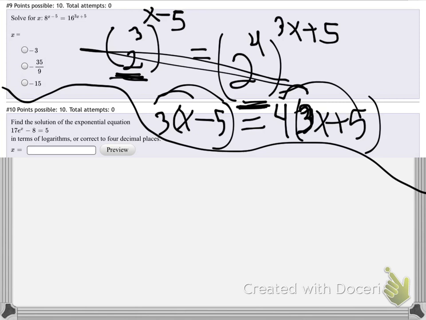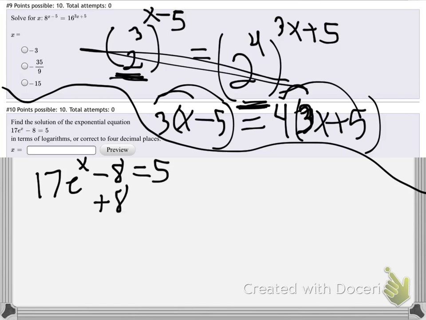Let's see here. Find the solution to the exponential equation. This is a little bit funny. Now we've got an e thing going on. So 17e to the x minus 8 equals 5. One thing about this is we can probably start getting rid of some of the extra stuff, and then we'll have to deal with the fact that there's an e in here.